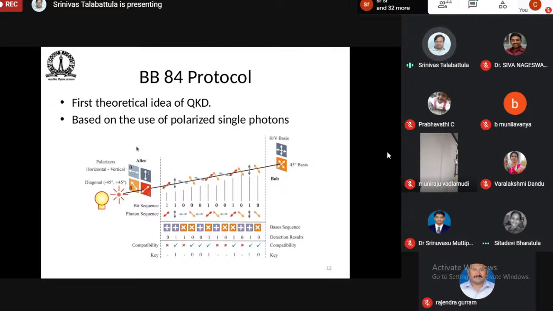Let me say these are two machines. Let me say Alice has two machines. One machine will give you a horizontally polarized photon and one machine will give you a vertically polarized photon.